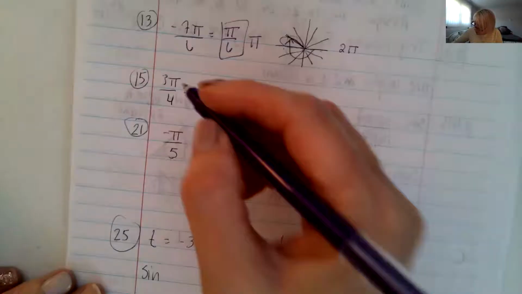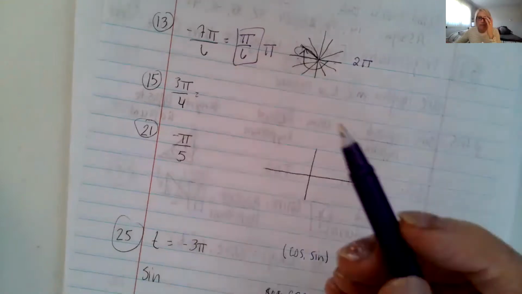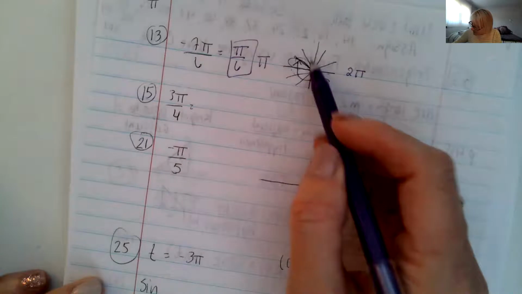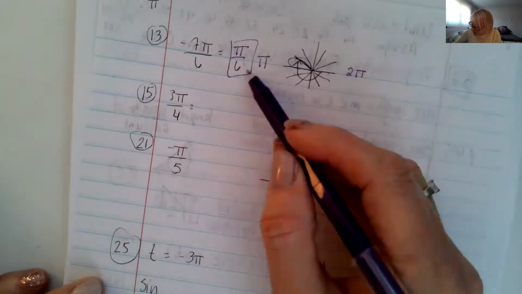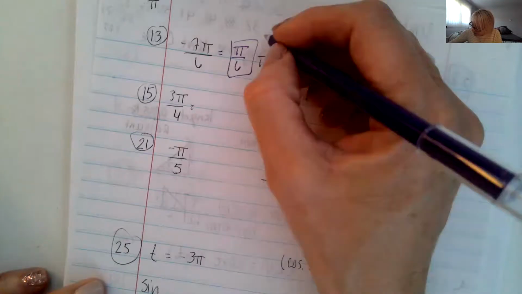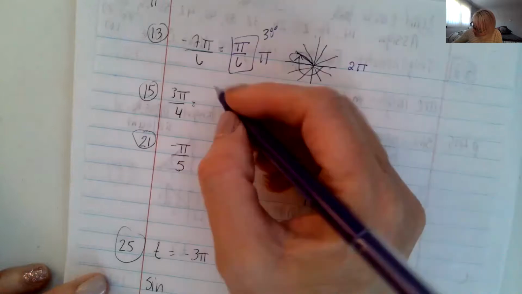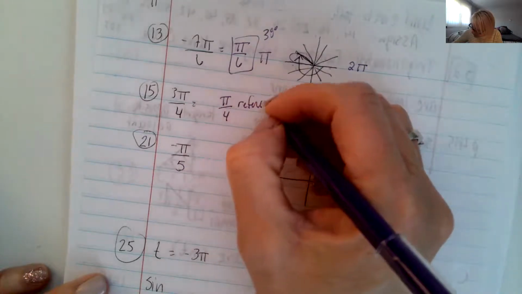3/4 pi, its reference angle is going to be pi over 4. So it's basically the denominator that tells you what main angle we're cutting. So in number 13, we're cutting our pi into 6, so 180 divided by 6. These are all 30 degrees, which is your reference angle here. And this 3 pi over 4 has pi over 4 as the reference angle.